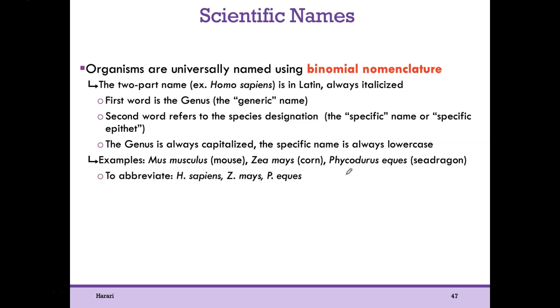If you want to abbreviate these, we could just take the generic name and capitalize the first letter. So H. sapiens is how you would abbreviate our species. H. sapiens. Z. mays is corn. P. eques is the Leafy Seadragon.